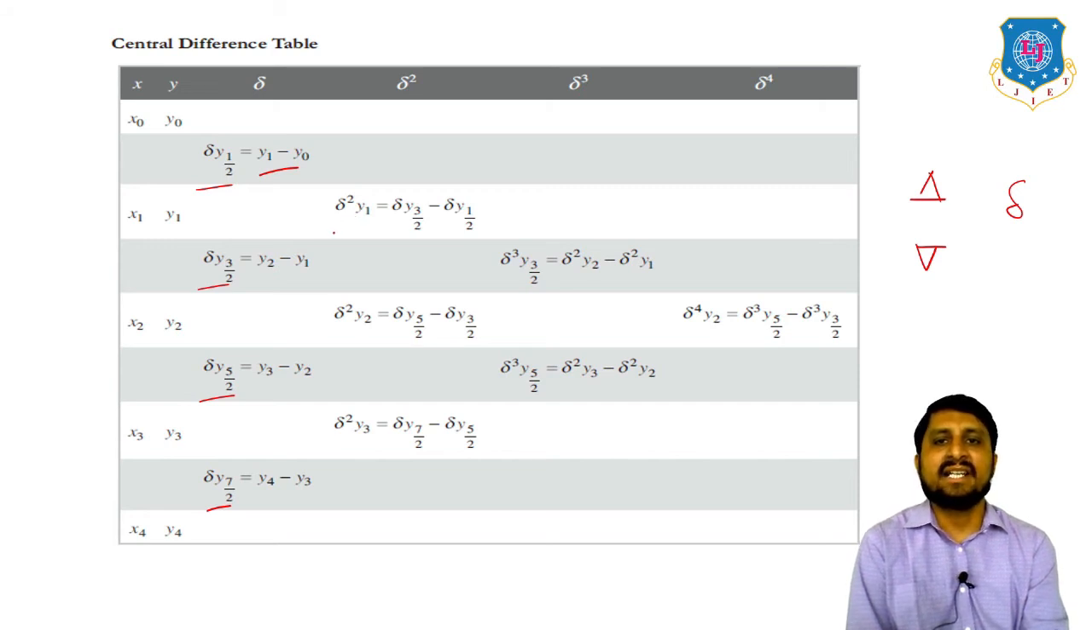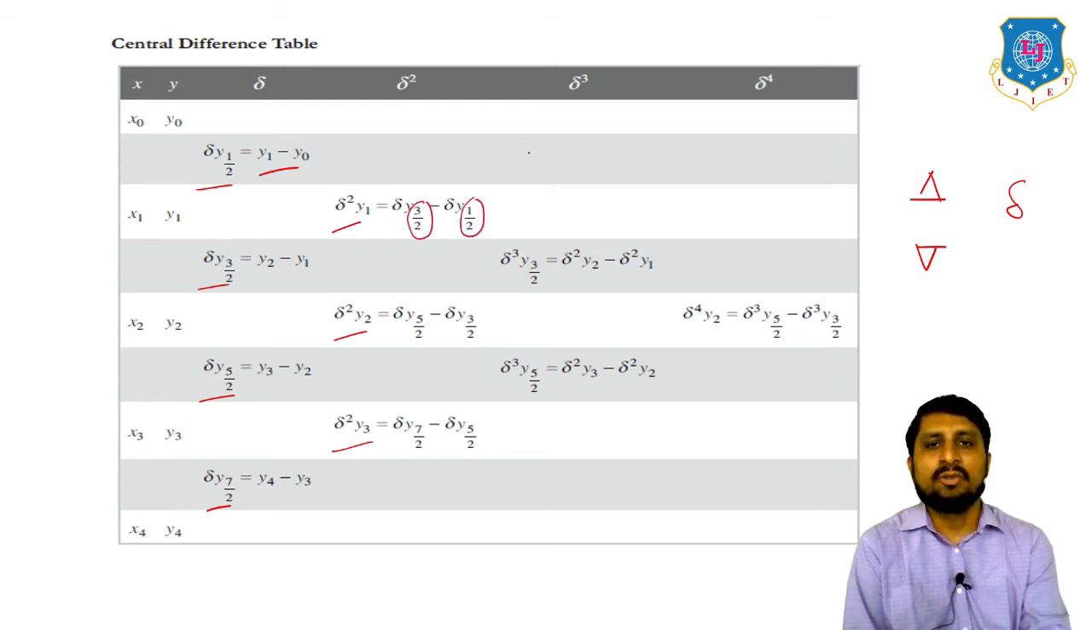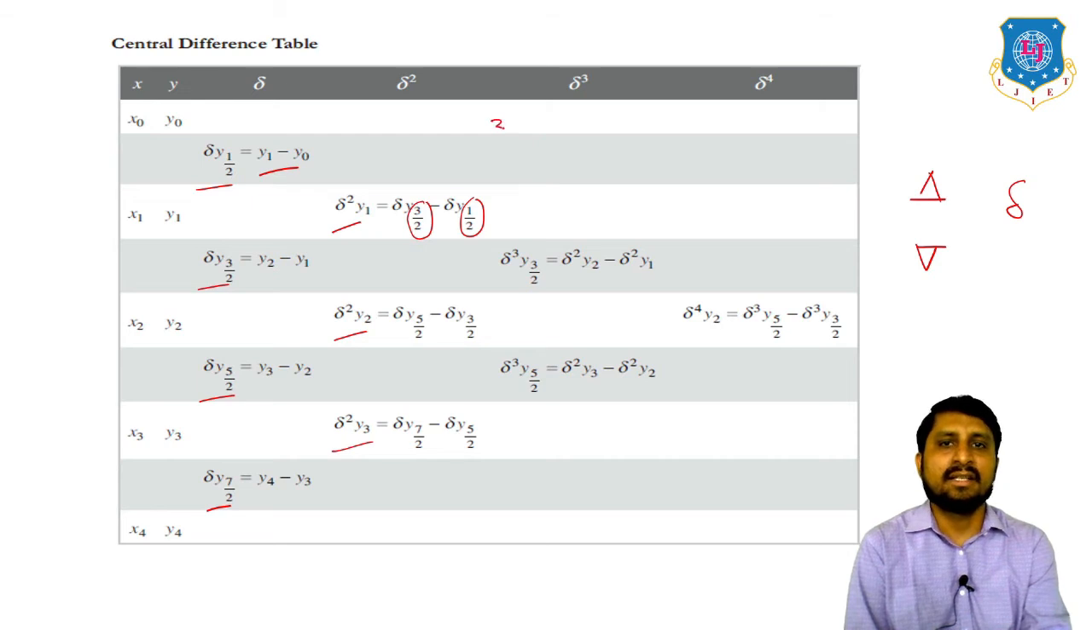Similarly, you can define delta square y1, delta square y2, delta square y3. Here you can see 3 by 2 and 1 by 2 in the subscript. As I explained earlier, 3 by 2 plus 1 by 2, divided by 2. We know that 3 by 2 plus 1 by 2 is 4 by 2, that is 2, and 2 by 2, that is 1.